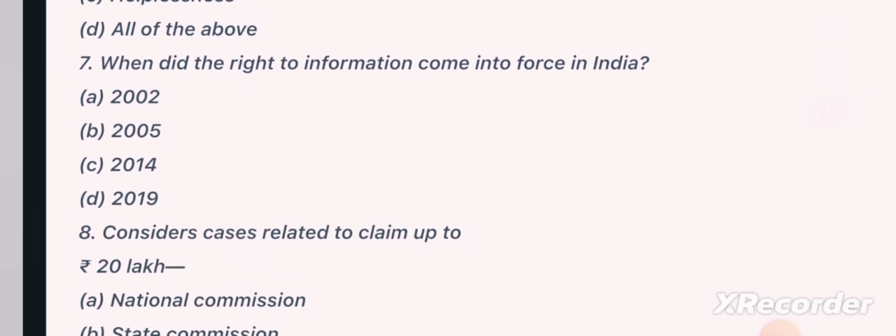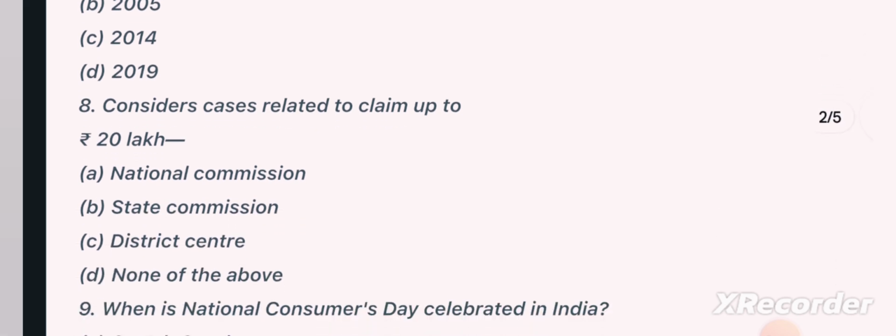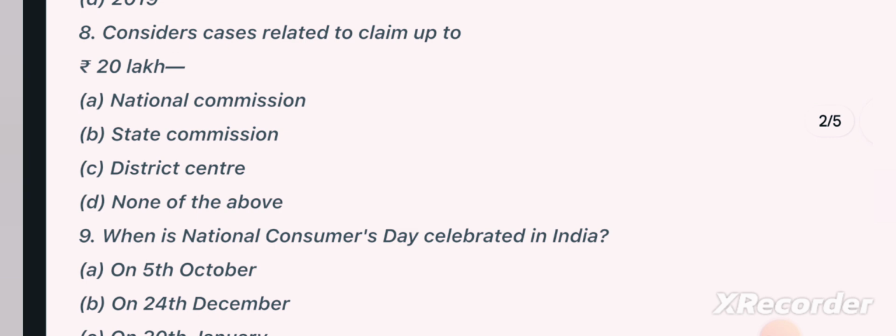When did the right of information come into force in India? A. 2002, B. 2005, C. 2014, and D. 2019. Question 8.